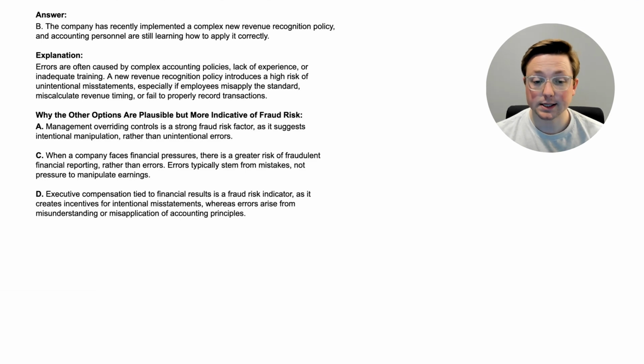And then option D, executive compensation tied to financial results is, again, a fraud risk indicator. And we talked about that in the previous video, as it creates incentives for intentional misstatements, whereas errors arise from misunderstanding or misapplication of accounting principles. Now with that, let's go to the next question.